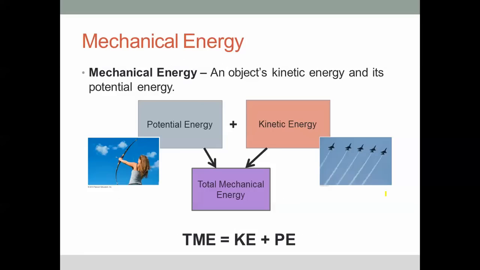Now let's take these two main categories, potential energy and kinetic energy, and combine them. When we take those two types of energies together, it gives us the total mechanical energy. These are types of mechanical energy. So we say the total mechanical energy is equal to the kinetic energy plus the potential energy.